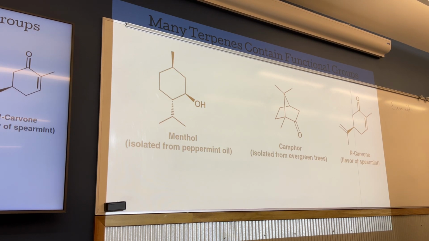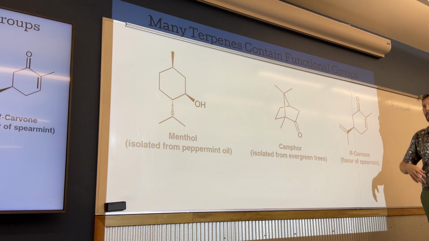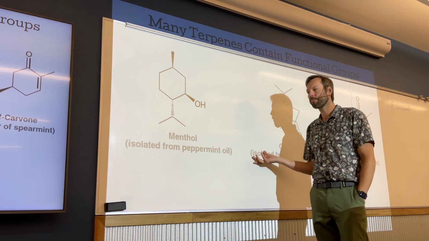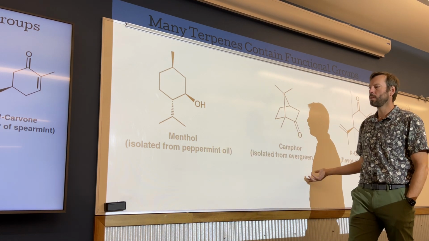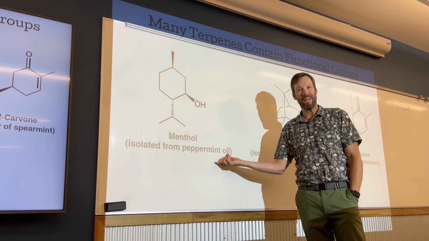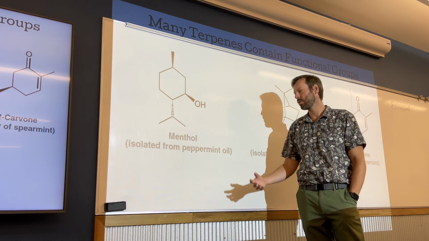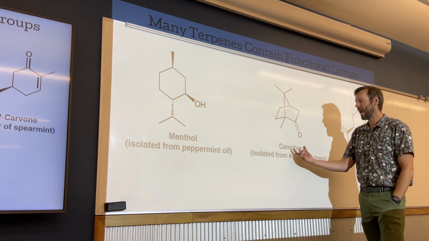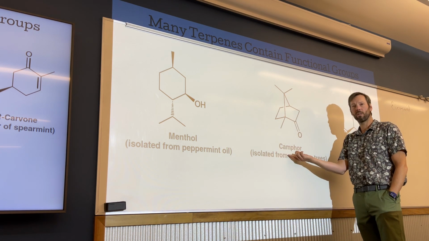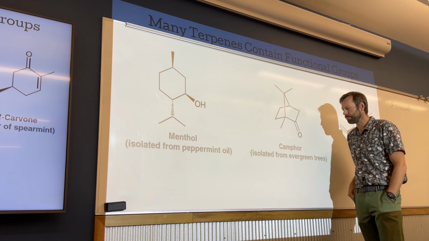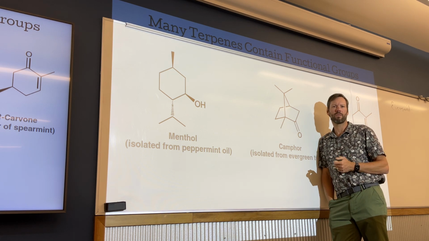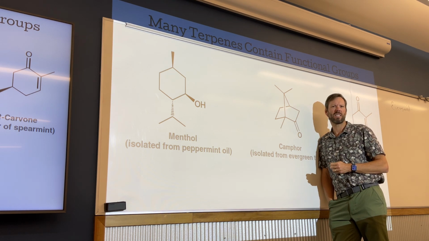Here are some examples of terpenes. So menthol, you're all familiar with menthol, right? That's going to come from mint plants and used for all kinds of different things. And then camphor, you've probably heard of camphor. If not, it's an analgesic, so it's in a lot of different anti-itch components.